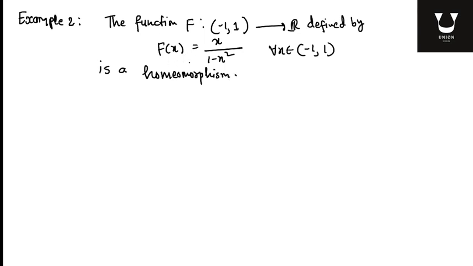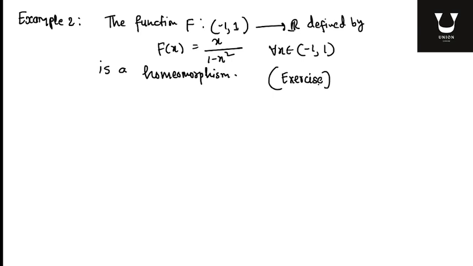F is clearly continuous because it is of the form small f x by small g x, where g x is not equal to 0 for all x in the domain set. And we know that if that is the case, then the ratio of two continuous functions is continuous. So therefore, using that, I can say that f is continuous. You can show that it is bijective and its inverse is also continuous to prove our claim, to verify our claim that it is a homeomorphism. So the verification I want to leave you as an exercise.